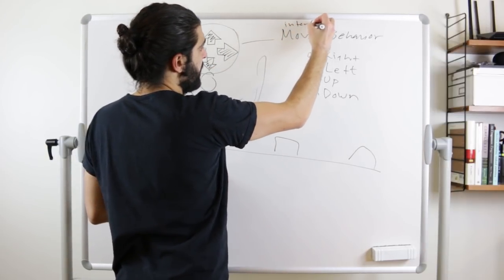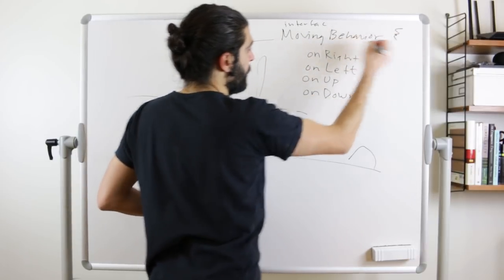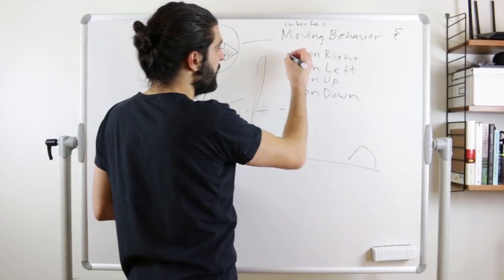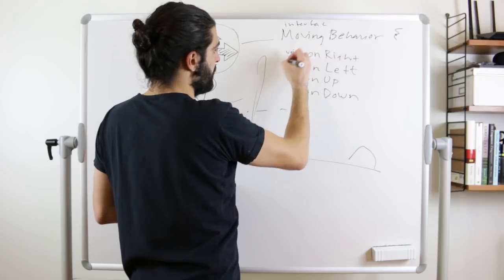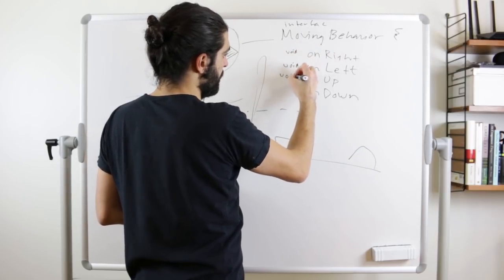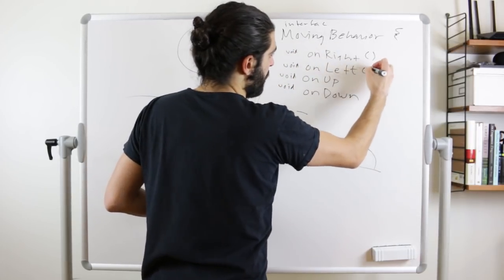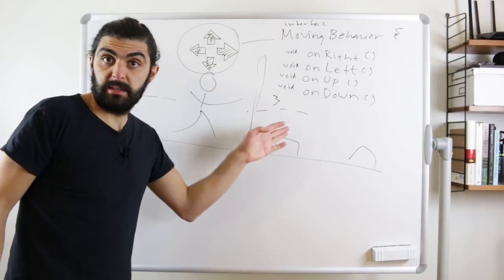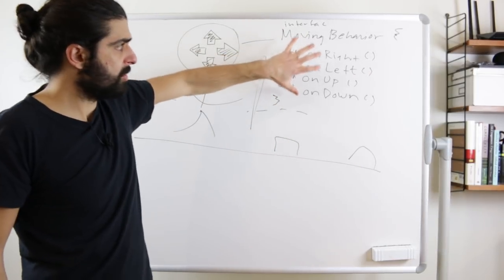So there's an interface called moving behavior. We open it up, and these are the things that we need. And these are all, let's say, void methods. Void, void, void, and void. And they take no arguments. And then that's the interface. That's it, right? And then we can have concretions of this.